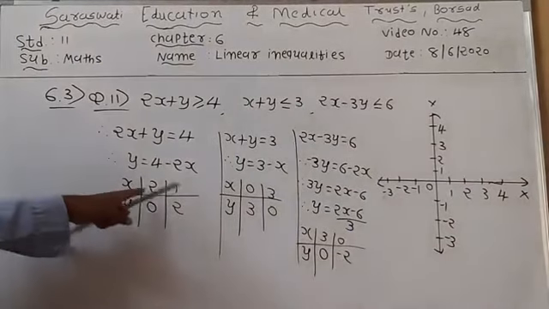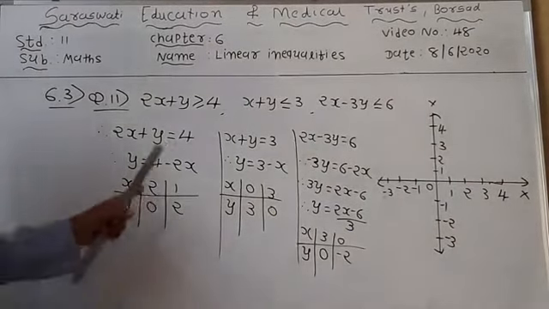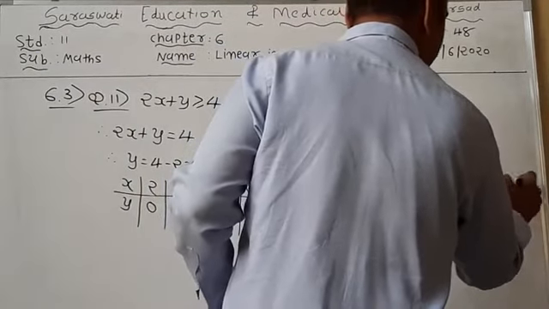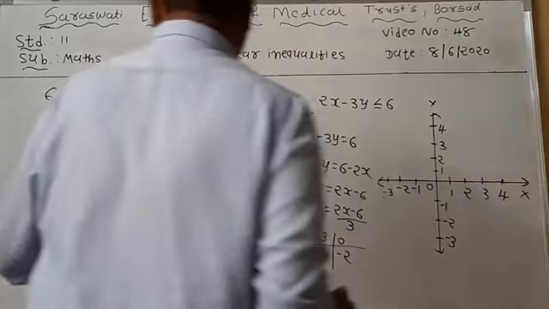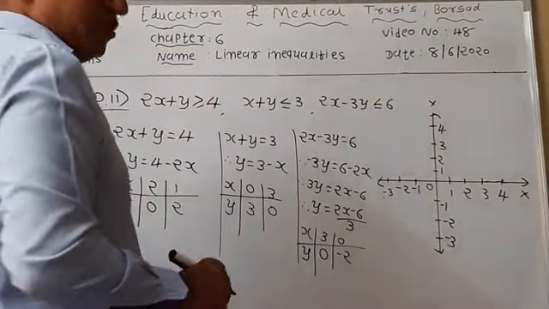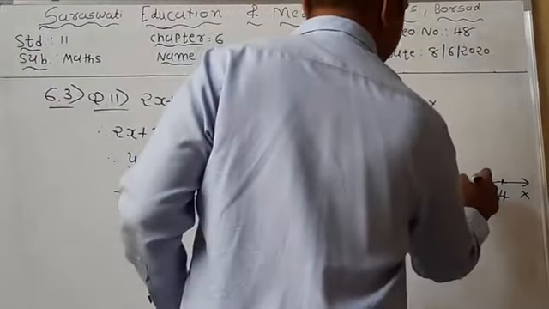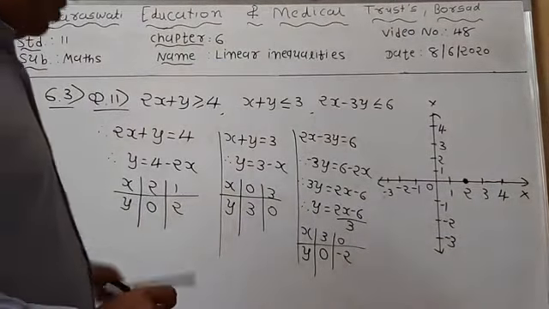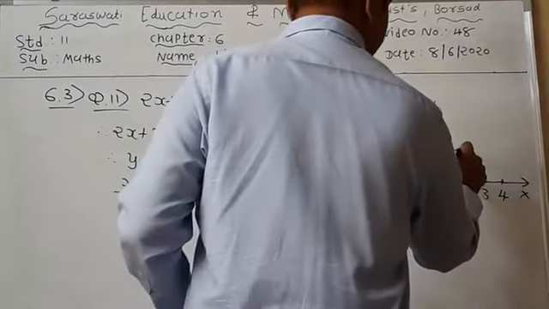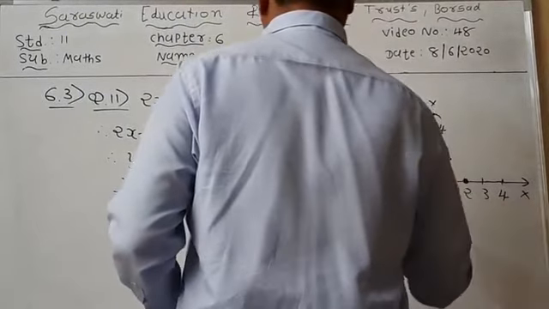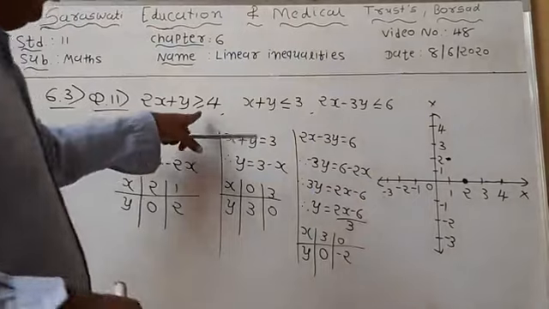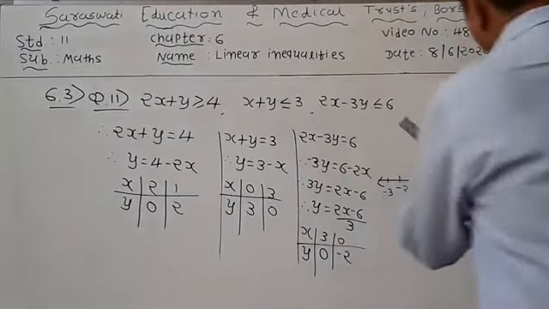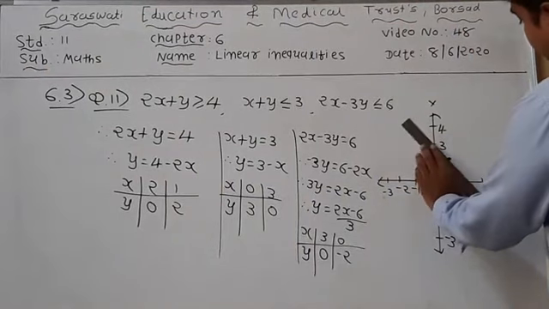Now the point 2, 0 is present. So x coordinate 2, y coordinate 0, that means this point is present here. X coordinate 1, y coordinate 2, so this point is here. Now join this line. Here greater than or equal to is present, so join it with a dark line.